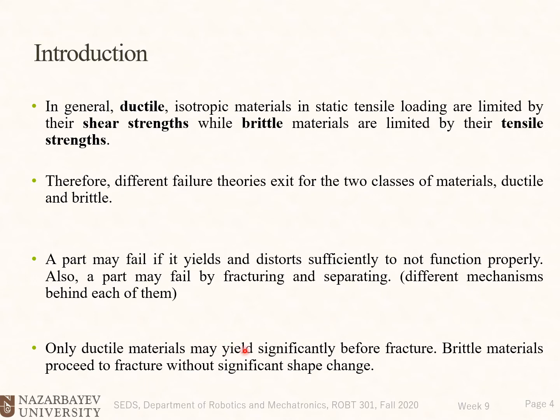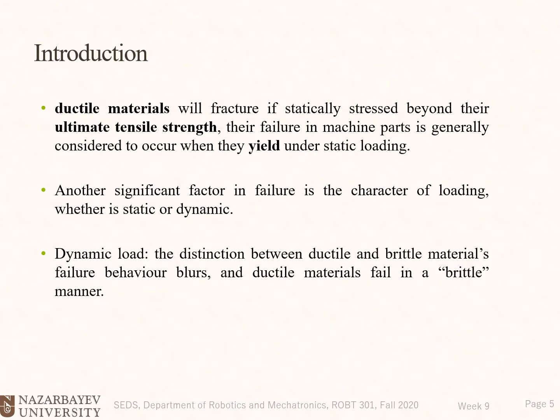Okay, so we know this fact. We already discussed it before, but again, we don't want plastic permanent changes or set or deformation in ductile material, because that machine won't be operational and the shape of the material will change. So we call it failure. Ductile materials will fracture if statically stressed beyond their ultimate tensile strengths. Their failure in machine parts is generally considered to occur when they yield under static loading. Okay, so failure is equal to yielding.